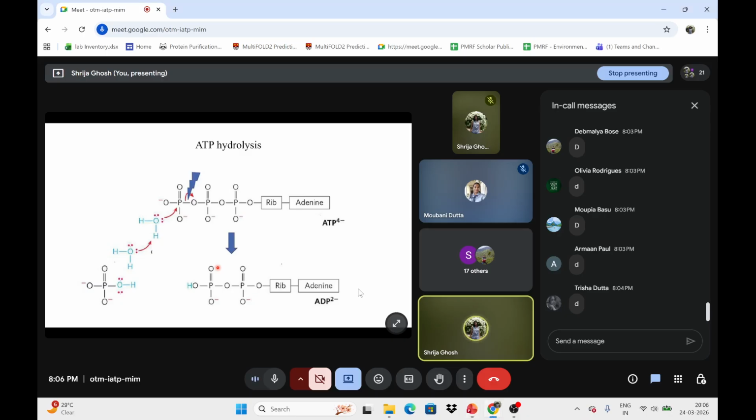Is this clear to everyone? The mechanism is clear to everyone? If anybody has any doubt, please let me know. Okay.